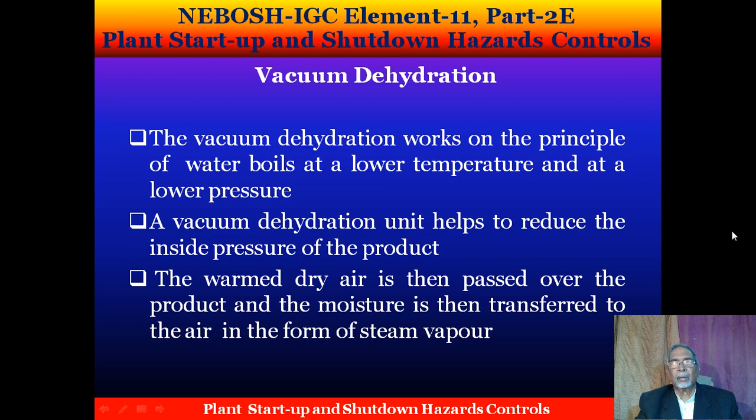Now another method is vacuum dehydration. Vacuum dehydration works on the principle that water boils at a lower temperature at a lower pressure. A vacuum dehydration unit helps to reduce the inside pressure of the product. The warmed dry air is then passed over the product and the moisture is transferred to the air in the form of steam vapor.